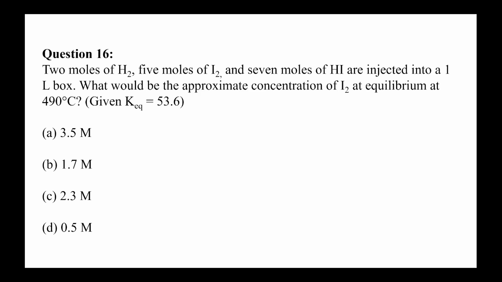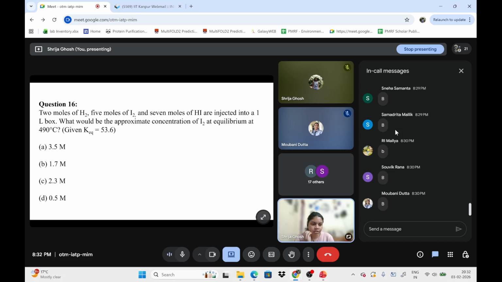And the equilibrium constant is given. So first define the equilibrium constant based on the concentrations of HI, H2 and I2. So the reaction is H2 plus I2 giving 2 moles of HI. So everybody solve this question. Try to solve it. Give the answer in the chat box and then we'll have a discussion.